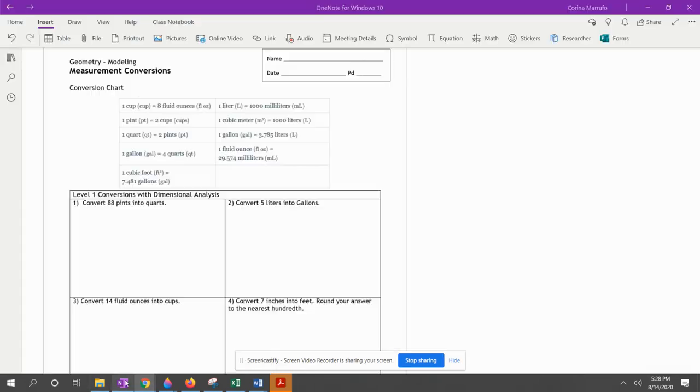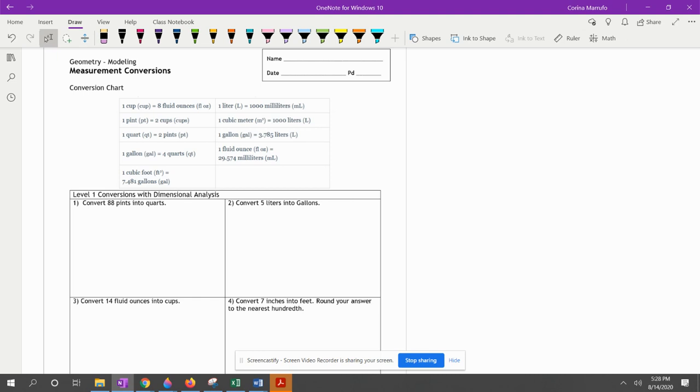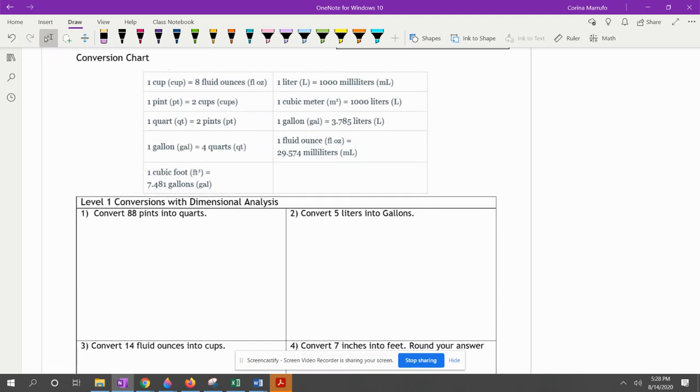All right, so today we're going to be going over measurement conversion. So we're going to be converting units. So if we look here on the first example, it says convert 88 pints into quarts. So we're going to go ahead and look at our formula chart, and we're looking for pints and quarts. So here we see 1 quart is equal to 2 pints.